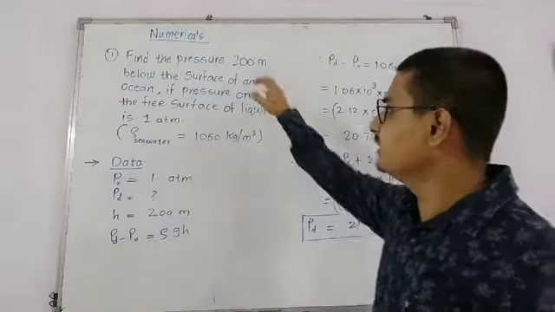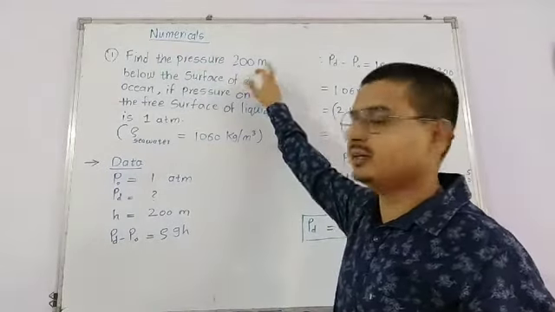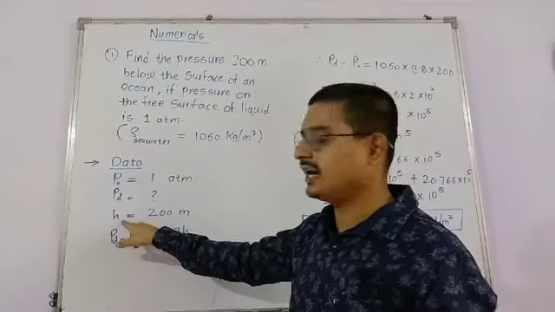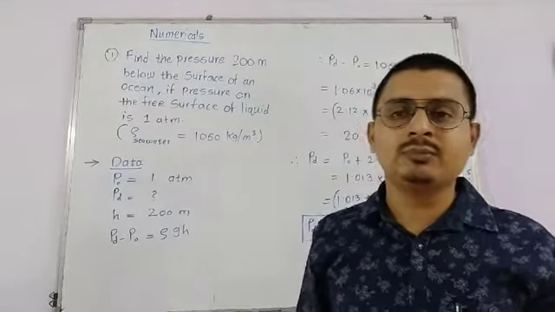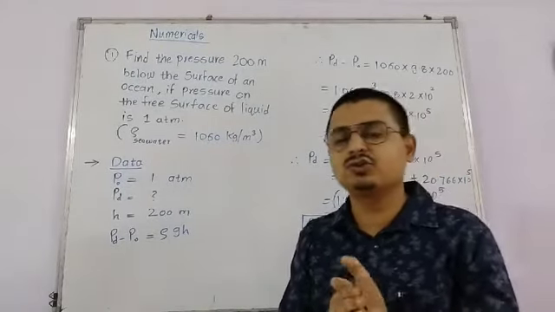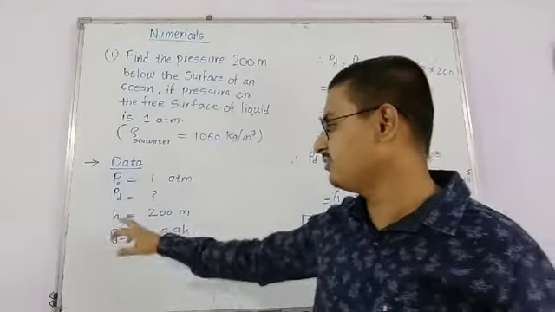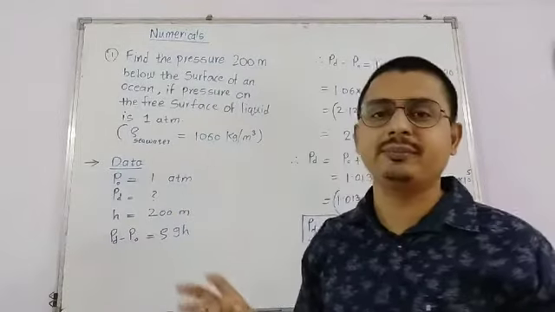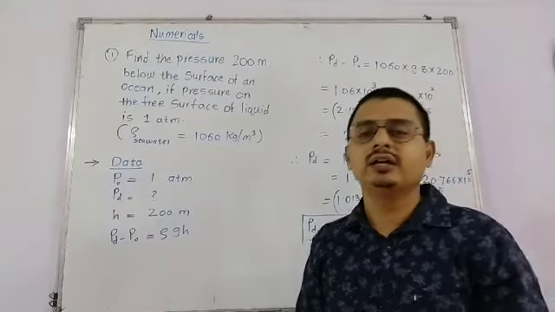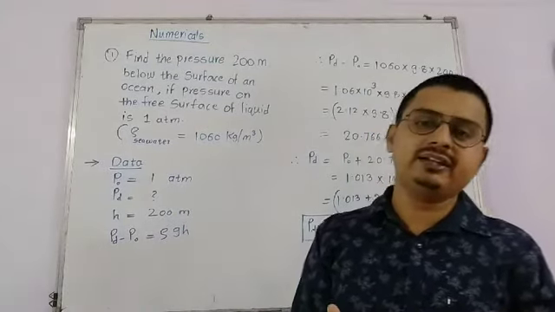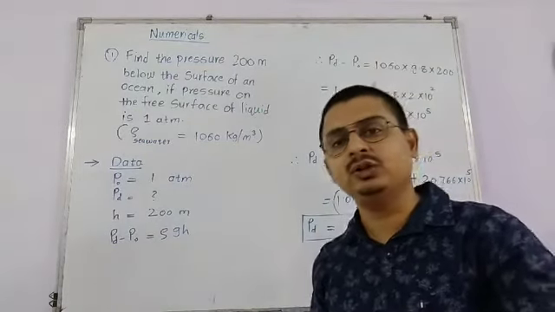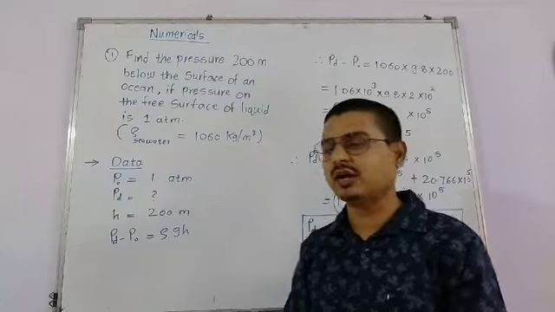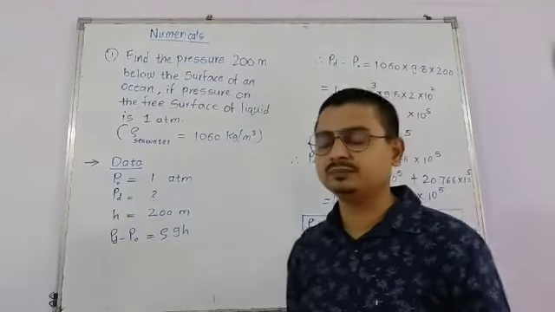Next they say the depth is 200 meters. So here we will state that h, actually it should be taken as d, but the student should not get confused. That's why we have stated h is equal to 200 meter, that is the depth of the liquid. जहाँ पे हम प्रेशर फाइंड करने वाले हैं वहाँ की जो हाइट है, that is 200 meter below the surface of the liquid. So I have stated h equal to 200 meter.